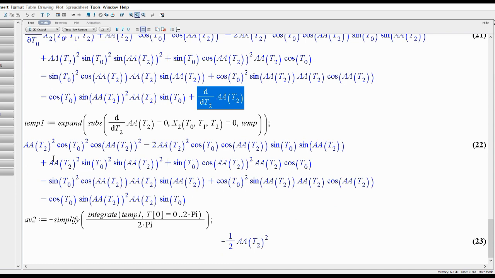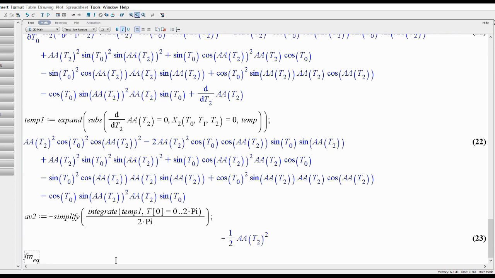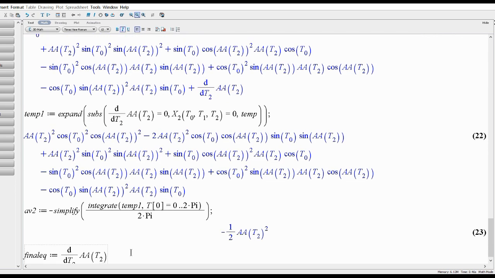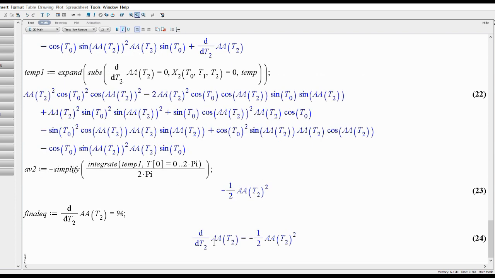We don't have to find the W2 unless we really want to. We were interested in this part here, and so I will say final equation is equal to, and then put this here, equals previous. Okay, and that is the same as what we had from second order averaging.